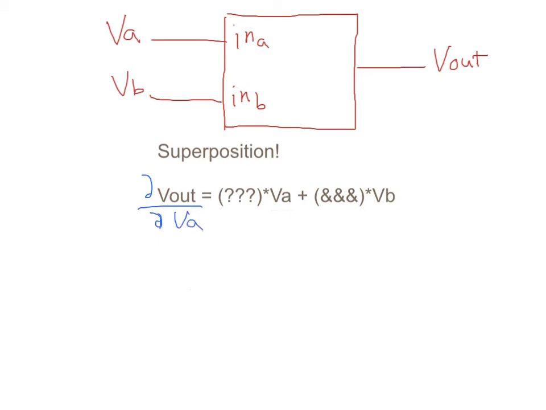If we take that derivative, this is actually an easy one to do. The derivative of this with respect to VA is just this term out in front. And take the second term, derivative of that with respect to VA, and it all goes away. Okay? So this term right here, that would be our AA, and that turned out to be this question mark, question mark, question mark. And there we go. That is our gain.